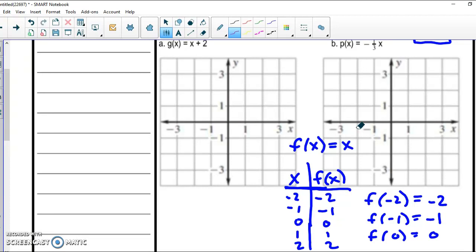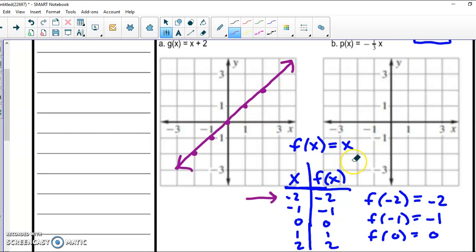So starting at the origin, I'm going to graph -2, so left 2, down 2. My next point is left 1, down 1. Then I have the origin, 0, 0. Then I'm going to go right 1, up 1. And then I'm going to go right 2, up 2. So this is my parent function. You can see straight line, so it's a linear function. Very basic, goes through the origin.